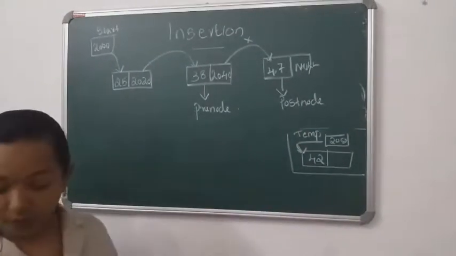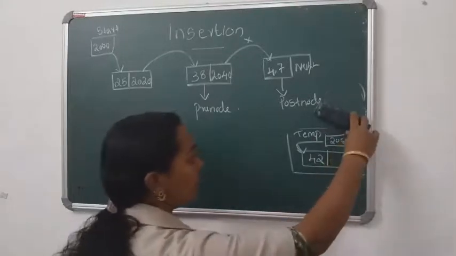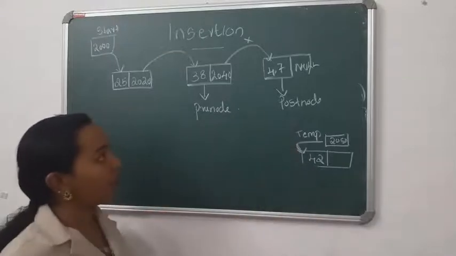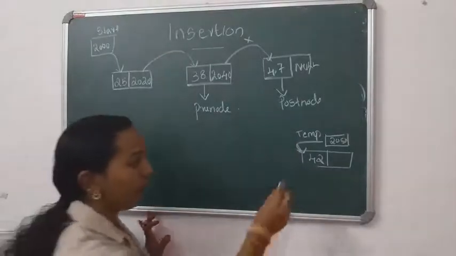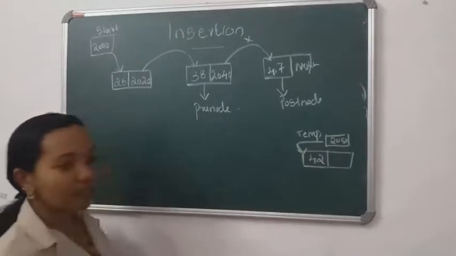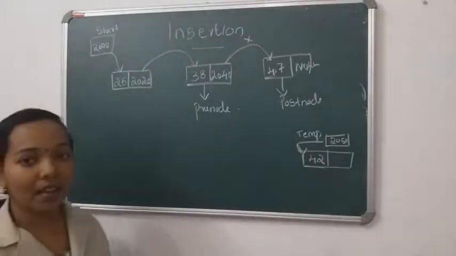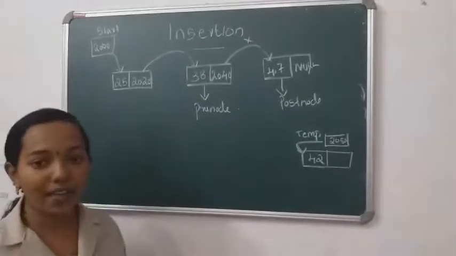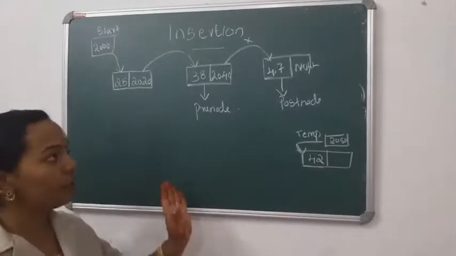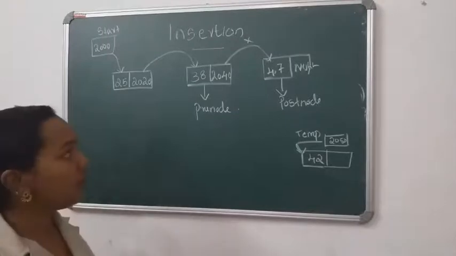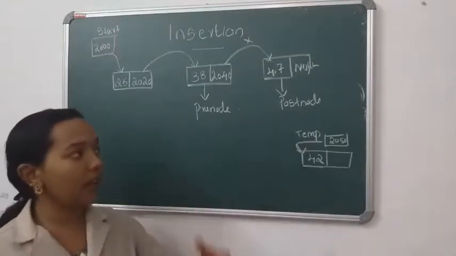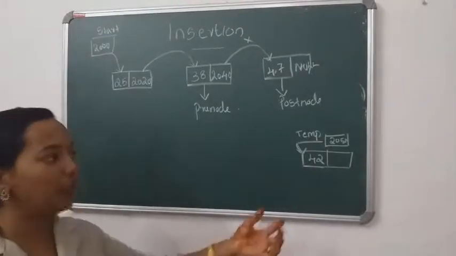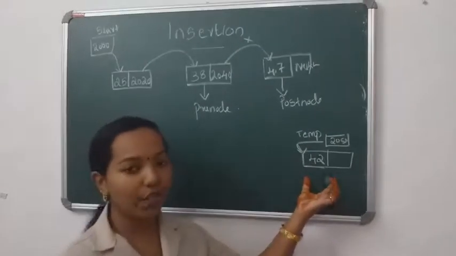What does our pre-node contain? What is the element present in pre-node? Pre-node points to the second location, and pre-node and post-node we already identified: position minus 1 and position plus 1, immediately after the next. These are the two nodes, pre-node and post-node. So here, pre-node is 38 and post-node is 47. In between these two nodes I am going to insert the element 42.